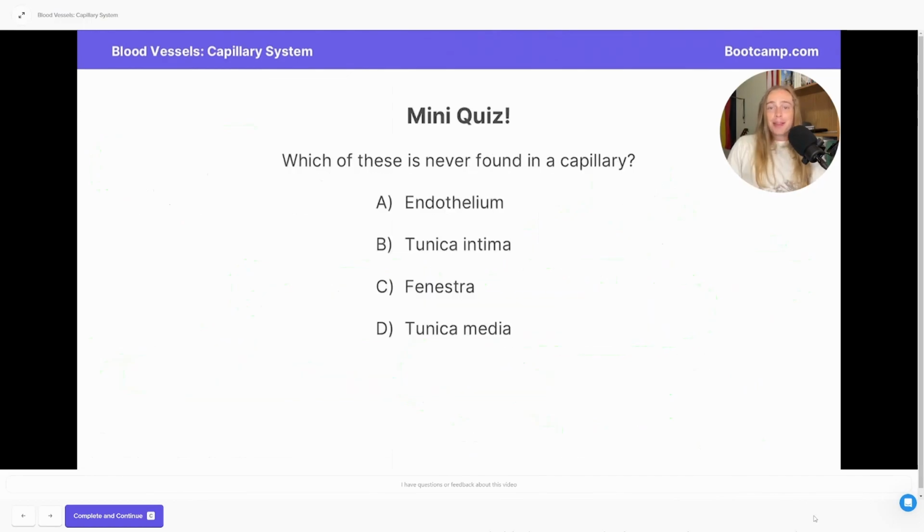Now that we've finished our lesson, let's go ahead and take a mini quiz. Which of these is never found in a capillary?